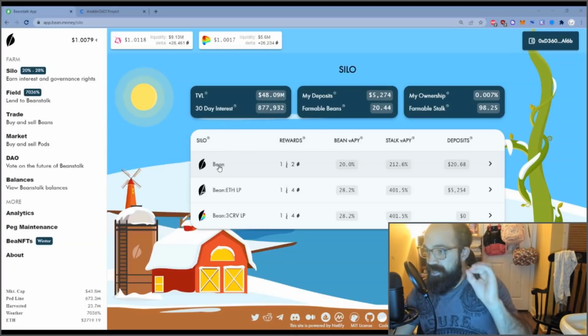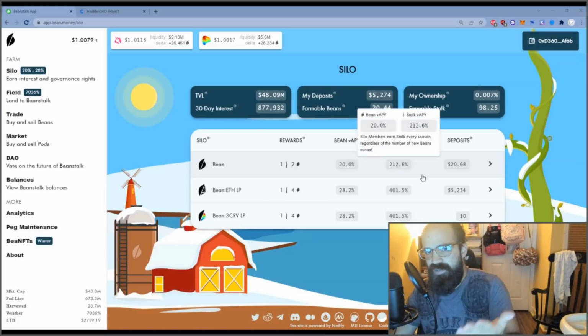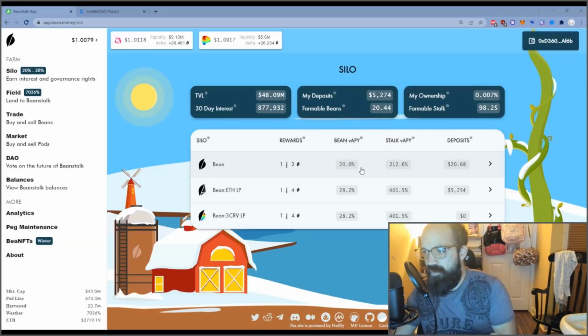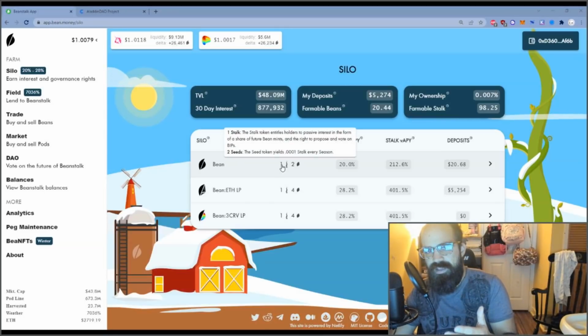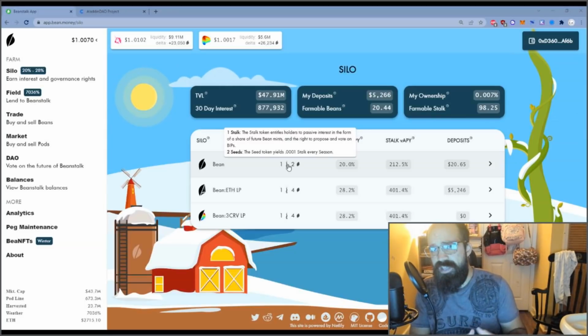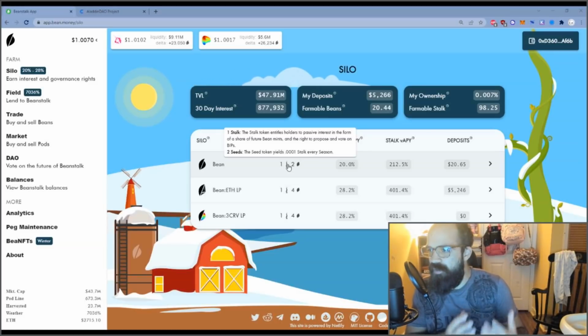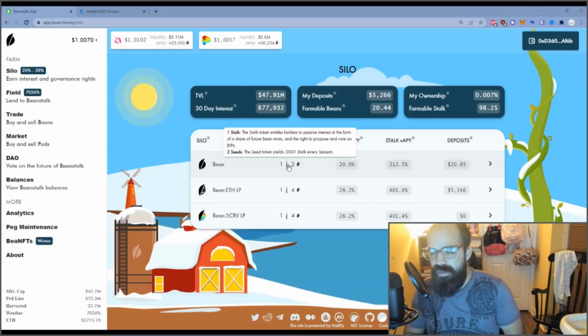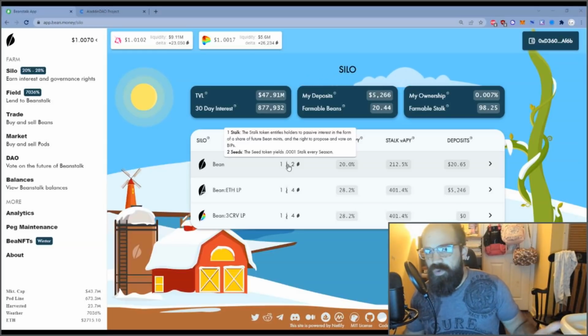When you invest in just Bean, you can see what your Bean APY will be, 20%, so similar to Anchor, I guess. But there's a major difference. You're immediately rewarded in a 1-to-2 ratio of stock to seeds. So what are stock and seeds? Stock is your T-share, your boardroom token. Stock is your governance token, and it's your yield-bearing, or interest-bearing, governance token, whatever you want to call it.